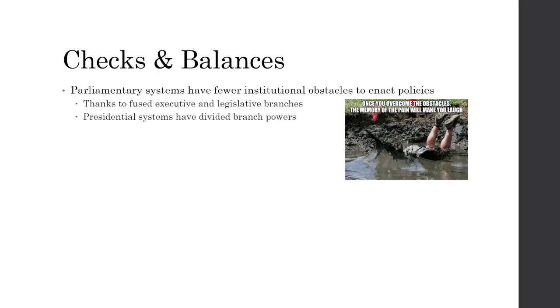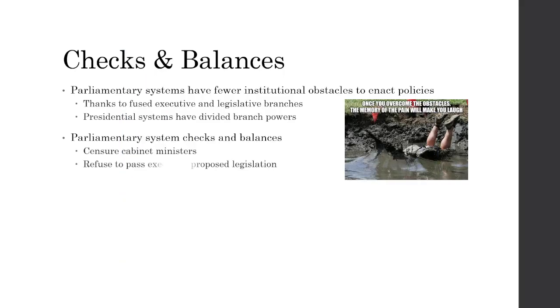So presidential systems, on the other hand, have divided branch powers. So the legislature, the executive, and the judicial are going to be pretty independent, have their own rules, and this can create more obstacles in passing policies. It can be more inefficient and more time-consuming. So let's talk about some parliamentary system checks and balances. So they can consider cabinet members, and they can refuse to pass executive proposed legislation. So if the prime minister proposes legislation, it's not just automatically going to get passed.